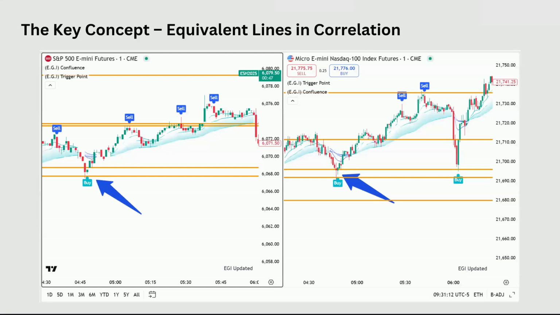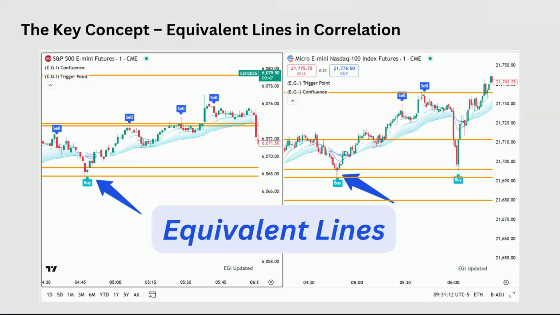Now I want to talk about a key concept in my CTP methodology, equivalent lines in correlation. During my research, I discovered that the real value of correlation isn't just in numbers, it's in the price section itself. We are looking for moments when two assets are reaching their significant price levels. These parallel movements can help you anticipate price behaviors, allowing you to spot high probability setups.